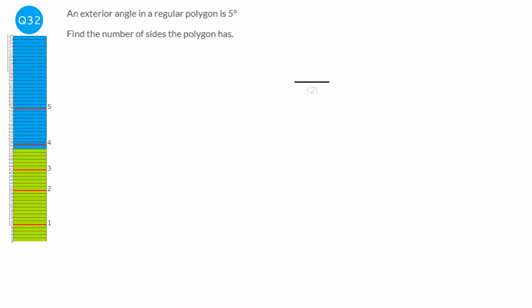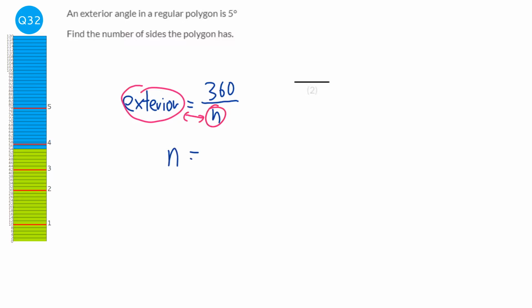So we know that the exterior angle is equal to 360 divided by the amount of sides, which we can just call n. And something you can do is actually just swap these two things around. We can say that n, the amount of sides, is 360 divided by the exterior angle for a regular polygon. So we just do 360 divided by 5, and that gives us 72.